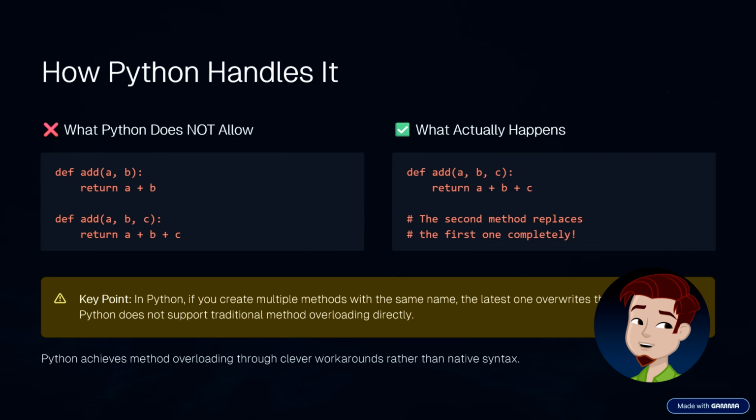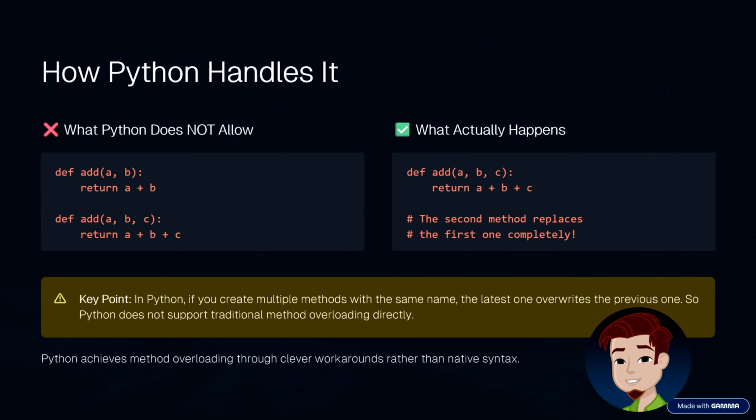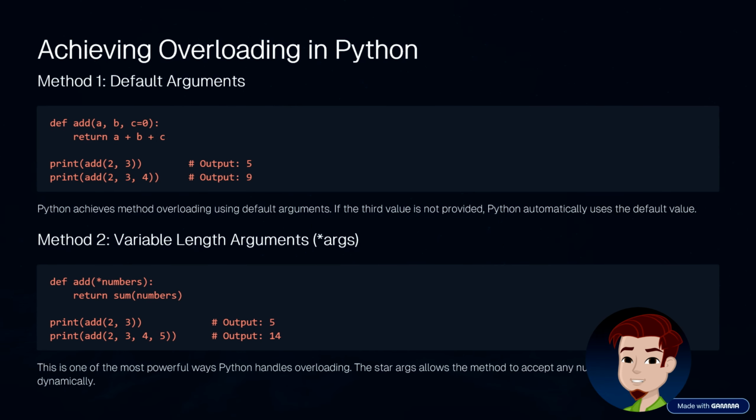So now the question becomes, if Python does not support method overloading directly, then how do Python developers achieve it? One common way is using default arguments. Here, the third parameter already has a default value. So if we pass only two numbers, Python uses the default value automatically. And if we pass three numbers, it uses the provided value. This creates behavior very similar to method overloading.